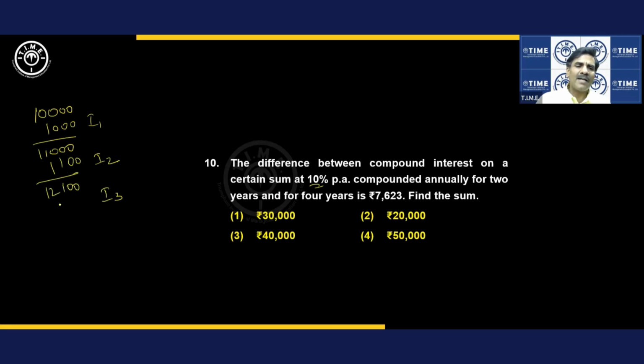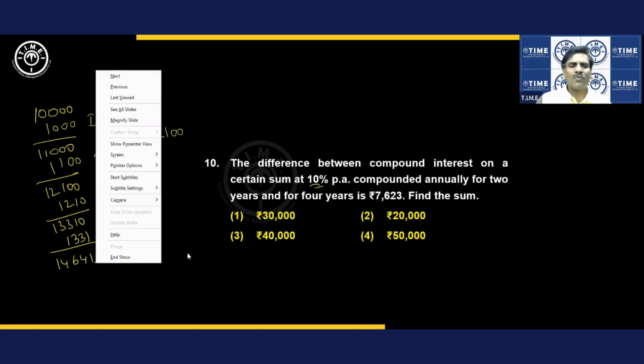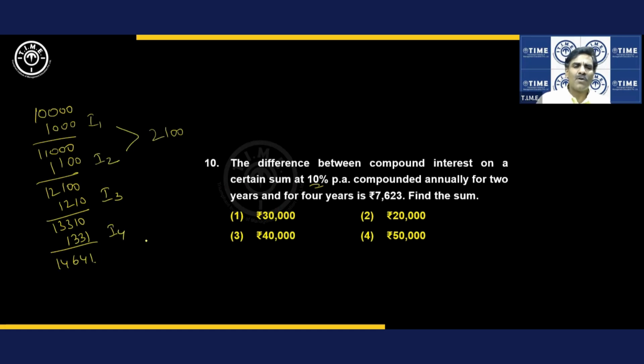Interest for the third year will be what? 10% on this, 1210. It will be 13310. Interest for the fourth year will be 10% of this, 1331. So it will become 14641. That is the amount. So the compound interest at the end of the first 2 years will be 2,100. At the end of 4 years, 14641 minus 10,000 will be 4641. So the difference is 2541 when we took 10,000 as the principal.